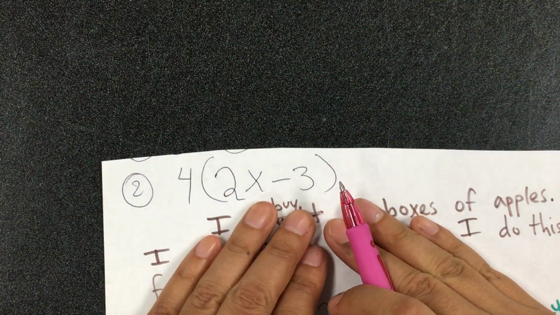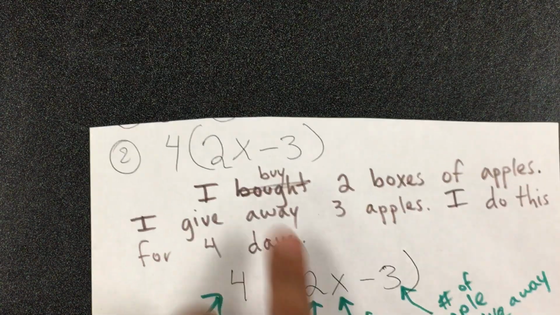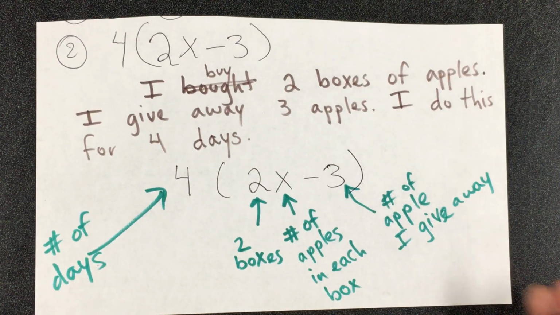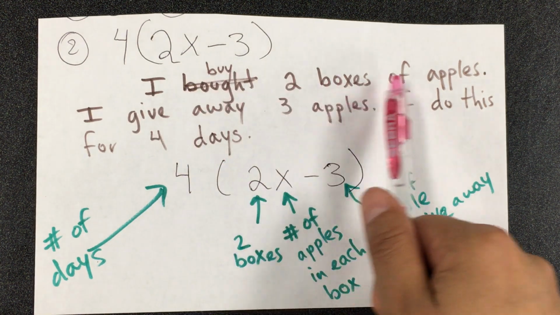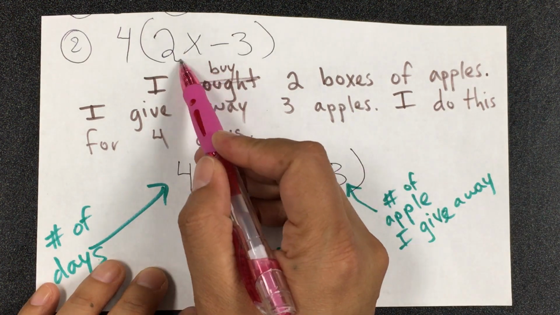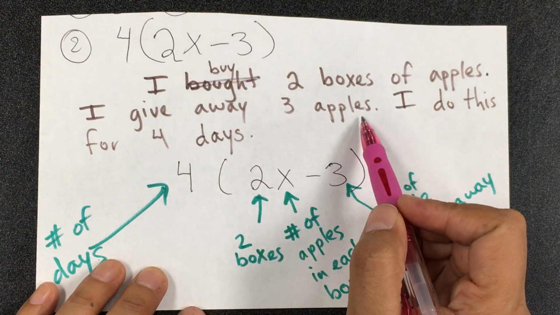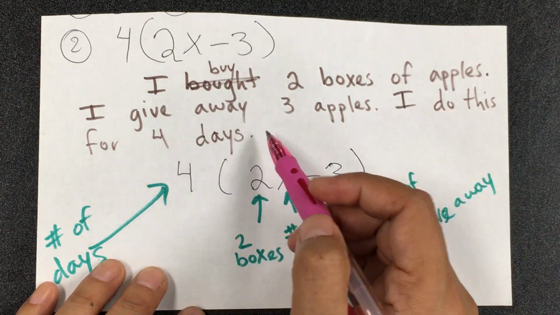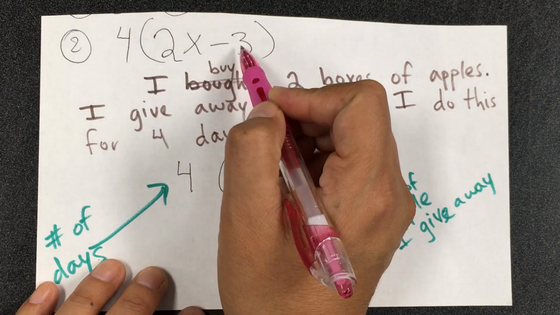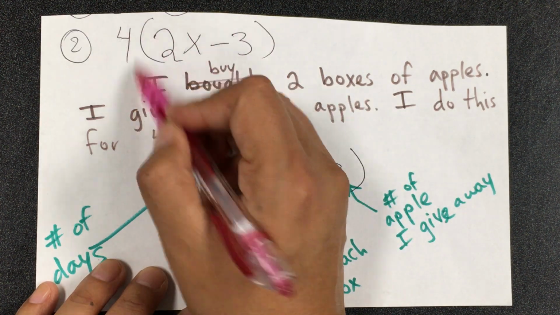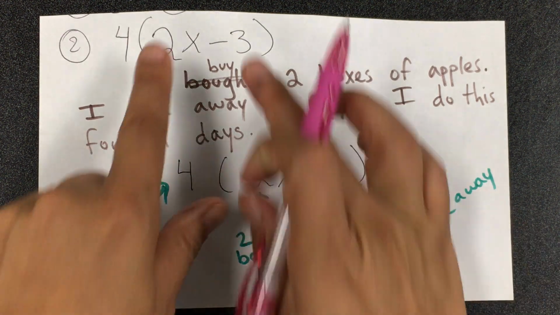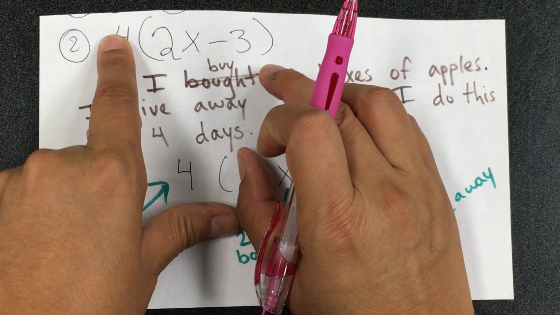Okay, the second one, 4 times 2x minus 3 inside of a parenthesis. These are examples, sorry that they are scratched, but this is what we came up with in class. It says, I buy 2 boxes of apples. I give away 3 apples. I do this for 4 days. So this action, I repeat it 4 consecutive days. That's why we're multiplying this by 4.